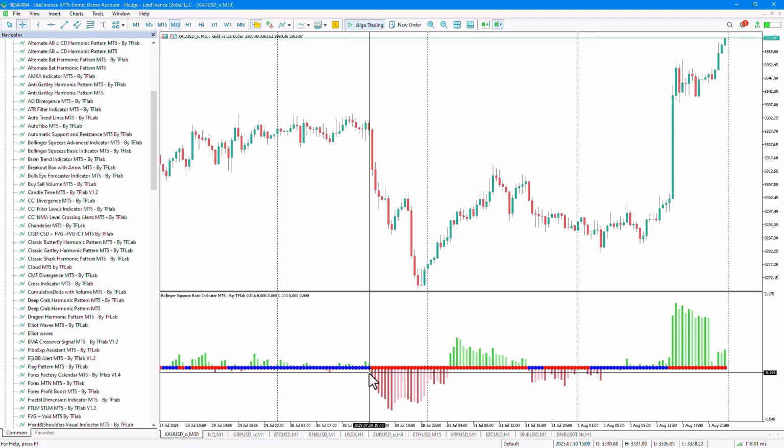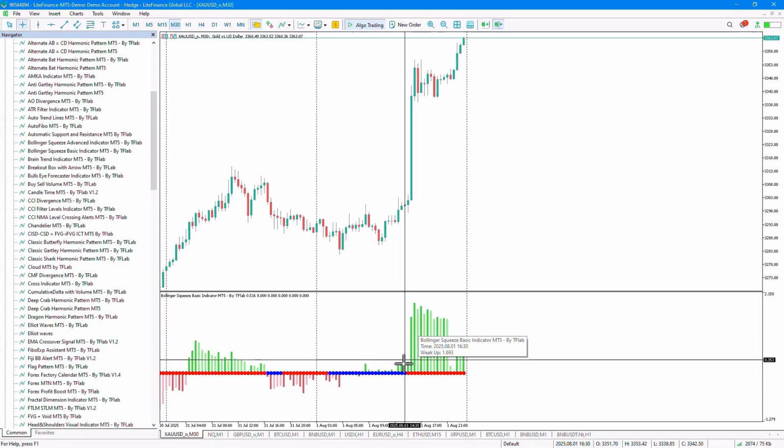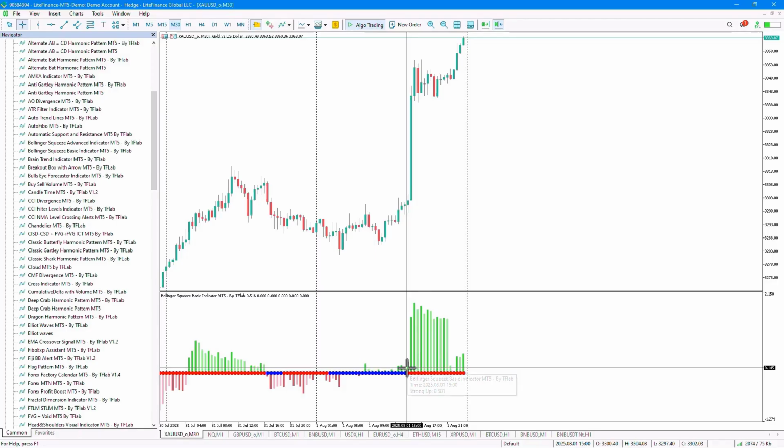If the values are negative and the histogram is shown in red, we can then enter a sell position and consider this as a strong sell signal. And when the Bollinger Band exits the squeeze and the momentum is also positive, we consider it a strong buy signal and enter a buy position in the market.